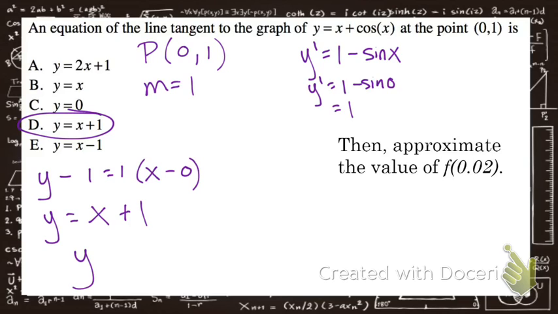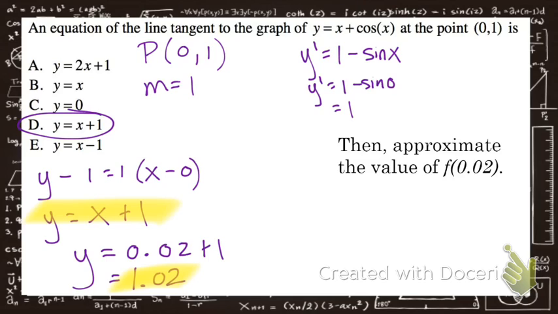Now, from there, it also wants to approximate the value of f of 0.02. So if I plug in 0.02, I can plug it in either to point slope form or slope-intercept form. But since slope-intercept form is actually pretty easy to calculate in, I'll do it there. 0.02 plus 1 is 1.02. So these are our answers.